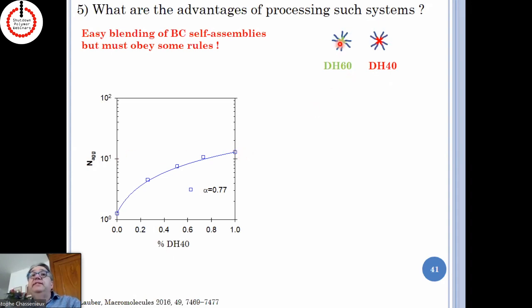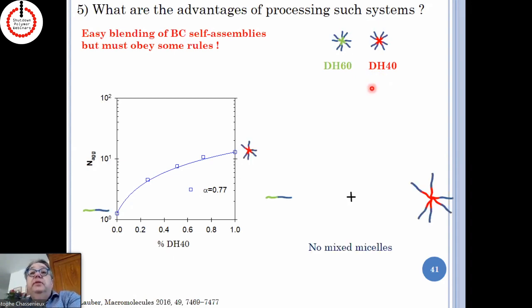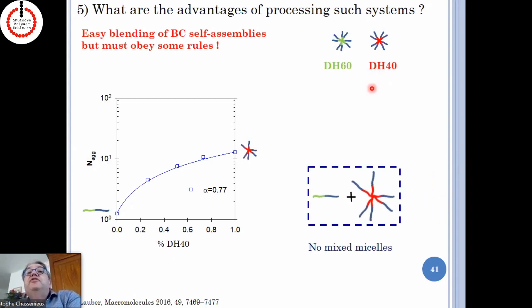And then you mix this one and this one. And what you can see, I'm sorry, somebody is trying to reach my apartment. So what you can see is that if you mix this one and this one, you have no mixed micelles between these two polymers. Why? It's because this one doesn't want to aggregate with this one because it's very happy by itself. Okay?